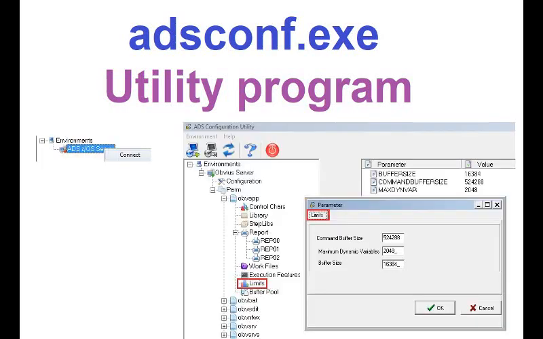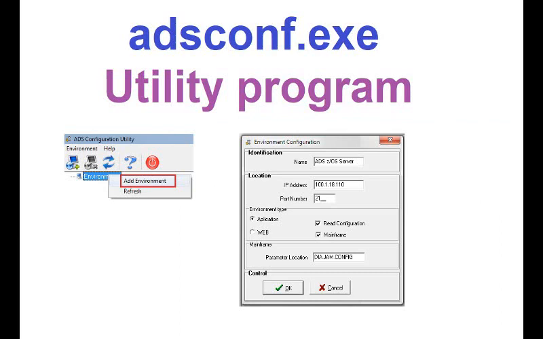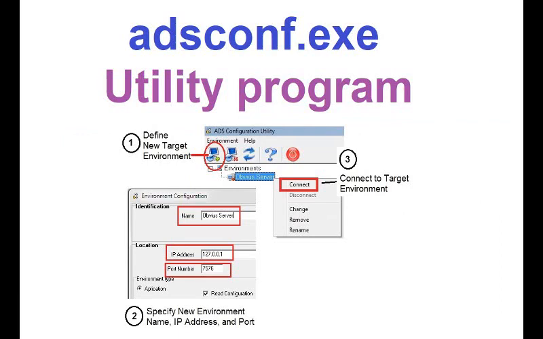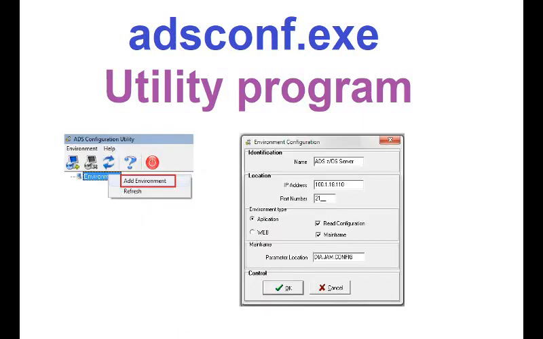After starting the adsconf program, you define a target environment by its IP address and port number. You give the target a name, connect to it, and then define parameters that ADS uses when executing programs. Here we see a portion of the initial adsconf screen that you can use to define a target environment. For each target environment, you give it a name and specify its IP address and port number.